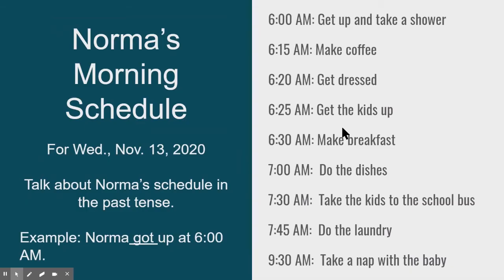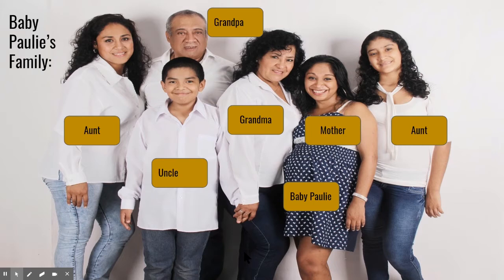So use these to make some sentences. And what we've done here is given you a sample schedule for Norma. And we have all of her, all of the verbs are in the present tense here, but these are irregular past tense. So make some new sentences to talk about what she did in the past tense. So we could say she got up at 6 a.m., right? Okay, so do that with yourself or with your class as you're studying.